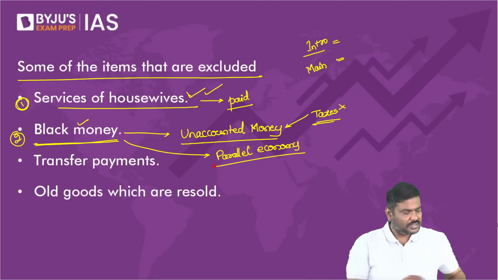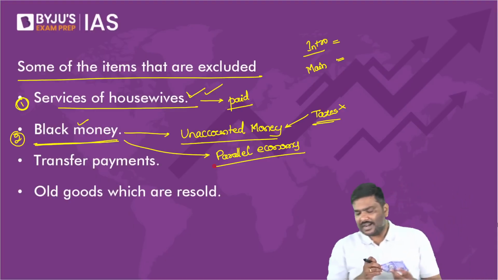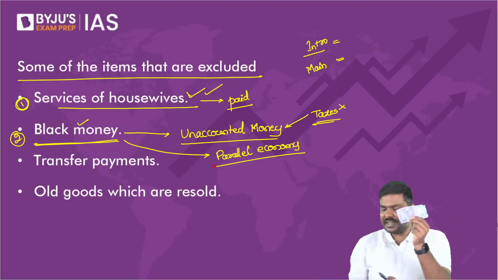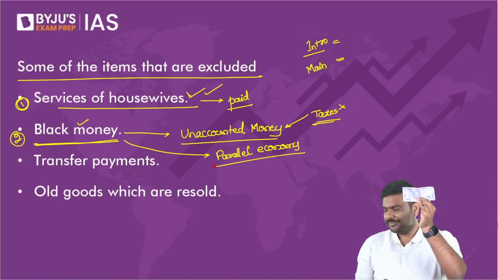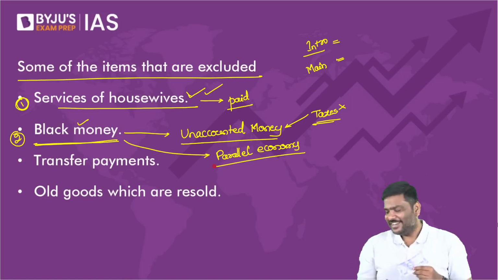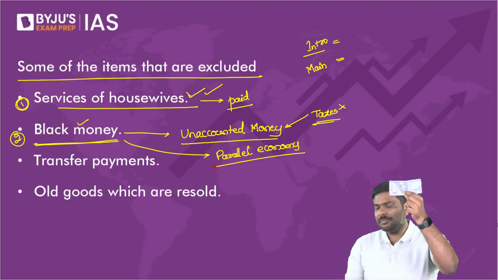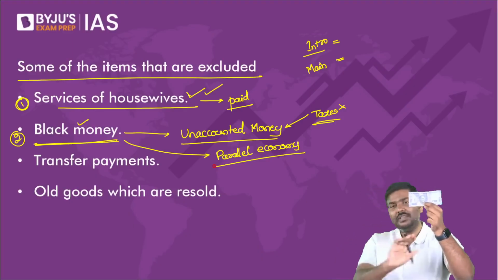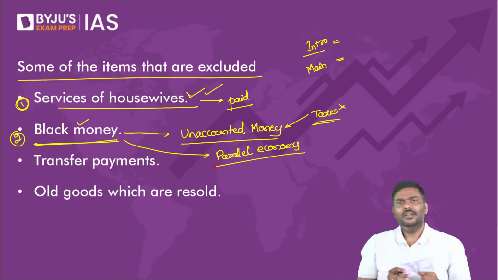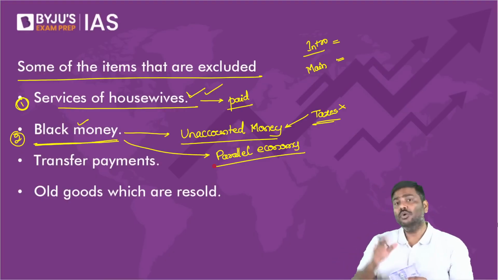Let me give a very simple example here. Have a look at this. This is a 100 rupee note that I'm showing to you. Please tell me, what do you think? Is this 100 rupees white money or black money? Can anybody in the classroom say conclusively? Conclusively means without any doubt. Can you conclusively say whether this is white or black? Absolutely no. You cannot tell me.